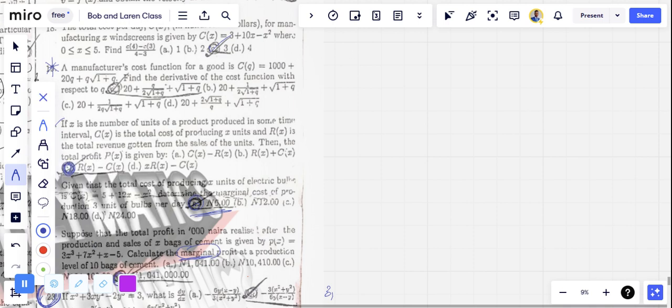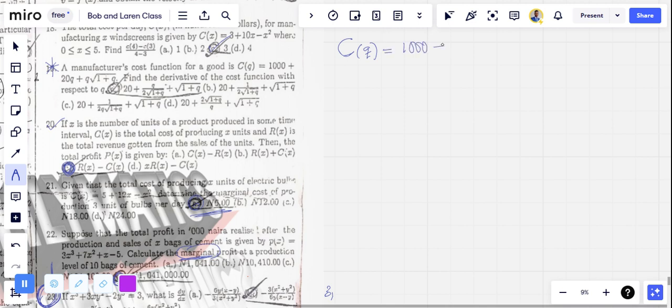So we have a manufacturer's cost function. The cost function is represented as C in terms of the quantity demanded q, which is equal to 1000 plus 20q, plus q root 1 plus q as well. This question asks us to find the derivative of the cost function with respect to q. So that means we want to differentiate C with respect to q.